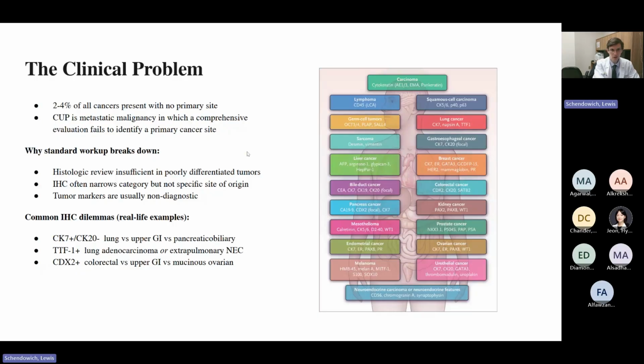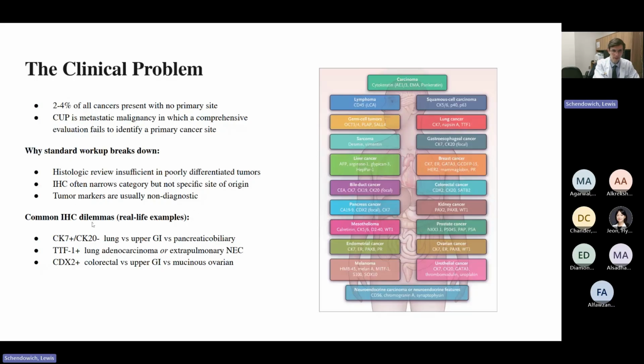You have a histologic review, and oftentimes that results in an insufficient sample, or it potentially is a poorly differentiated tumor. IHC often narrows the category, but does not specify which site of origin the tumor has. Tumor markers also can assist in the diagnosis, but they're usually not actually diagnostic.